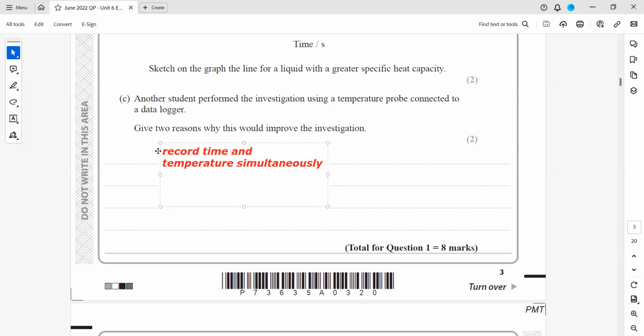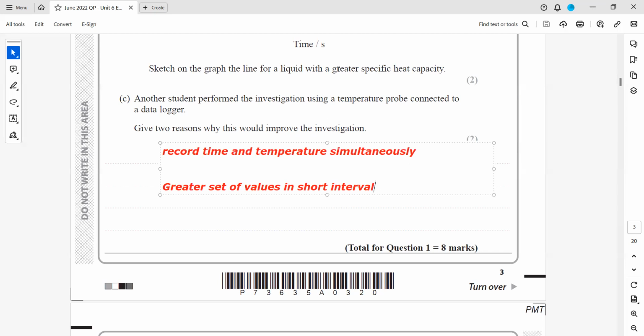So the first advantage is that it can record, in this case, time and temperature simultaneously. And the second advantage is that it can record a greater set of values in a short interval. Another thing, it will have a smaller resolution, so it can record the value easily.